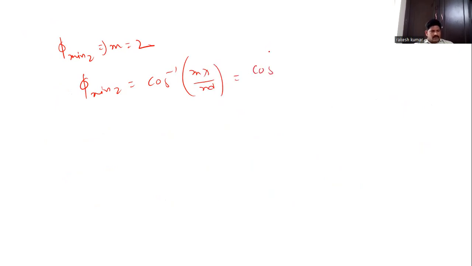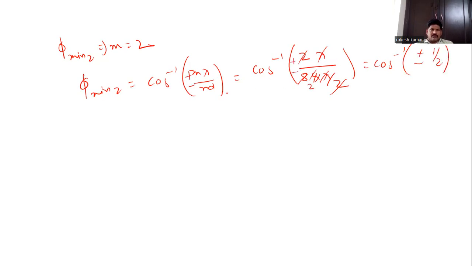Now let us calculate phi minimum 2. Phi minimum 2 means you substitute m is equal to 2. Therefore, phi minimum 2 is equal to cos inverse of, what is the original formula, m lambda by N d, that is cos inverse of plus or minus 2 lambda by 8 into lambda by 2. Okay, so lambda gets cancelled, 2 ones, 2 twos. So that is cos inverse of plus or minus 1 by 2. Okay. So phi minimum 2 is equal to, what is the value of cos inverse of plus or minus 1 by 2? It is 60 degrees and 120 degrees.